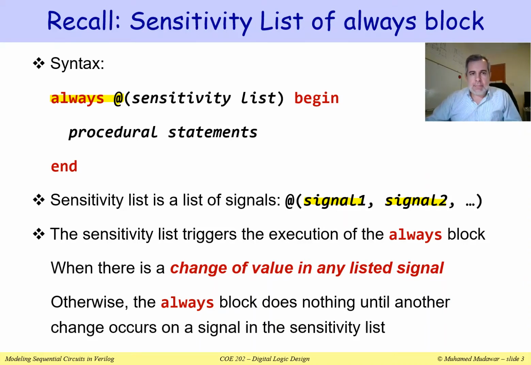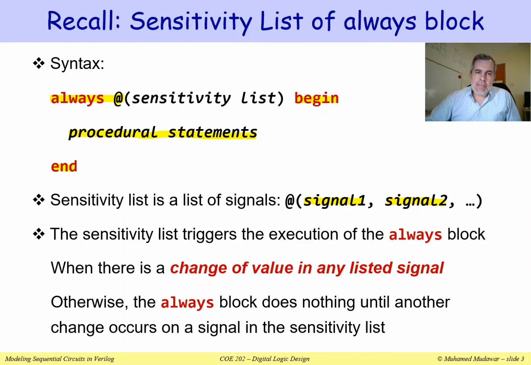The always block is surrounded by begin and end, and it can include any number of procedural statements. The statements that are written inside always are procedural statements. As long as you have more than one procedural statement, you have to enclose them between begin and end. If there is only one statement, then there is no need for begin and end.